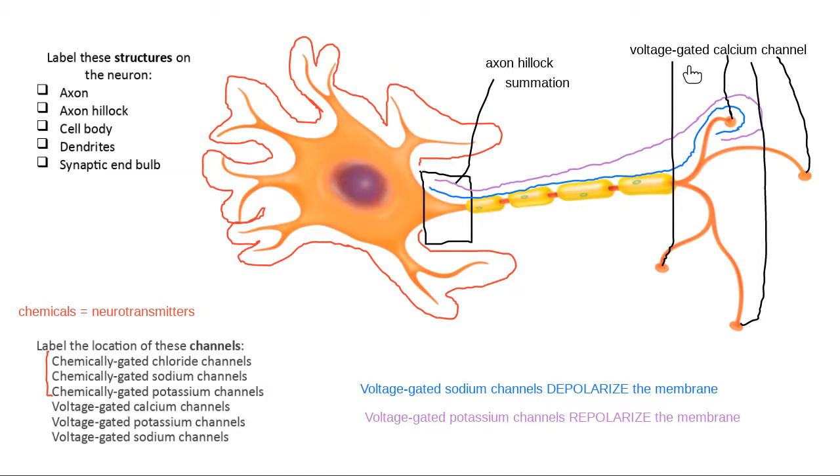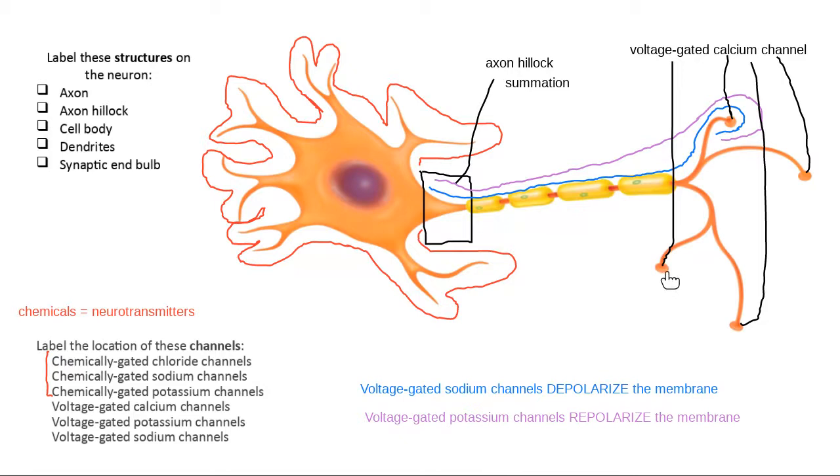Voltage-gated calcium channels don't depolarize the membrane. They don't repolarize the membrane. What's the function of a voltage-gated calcium channel? What do I use that calcium to do? What's its job? Yeah, so I like the way that we phrased it. Calcium helps me to talk to my neighbor by allowing me to spit out neurotransmitters.